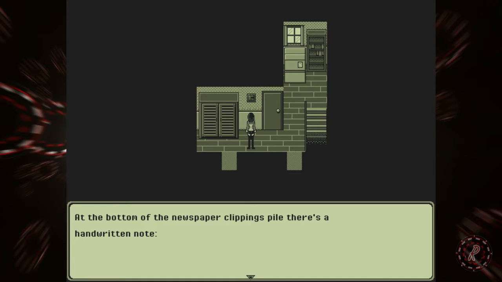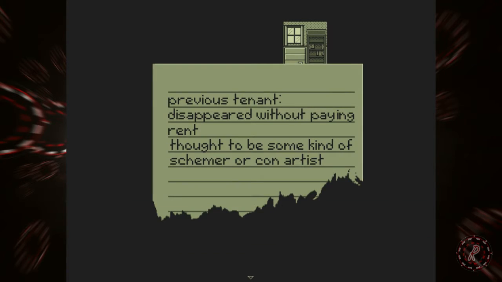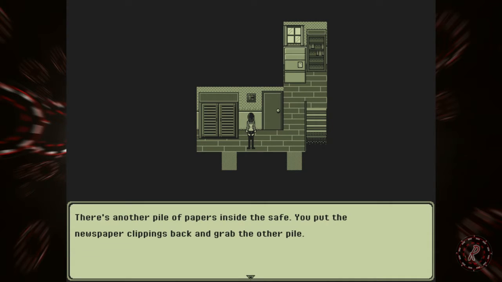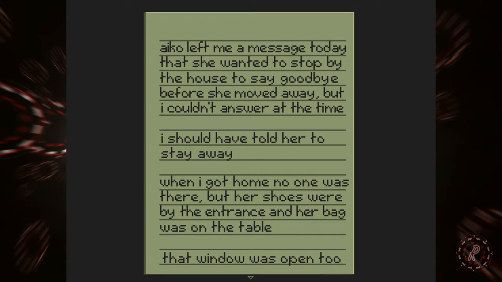At the bottom of the newspaper clippings pile, there's a handwritten note. Previous tenant. Disappeared without paying rent. Thought to be some kind of schemer or con artist. There's another pile of papers inside the safe. You put the news clippings back and grab the other pile.